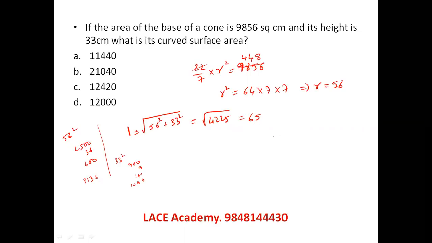Now we got L. So pi r L is just the curved surface area, pi into r into L. 22 by 7 into 56 into 65, the 7 and 8 cancel here. So we have to get 176 into 65. 176 into 65. 170 into 60 is 10,200. 6 into 60 is 360. And 170 into 5 is 850.